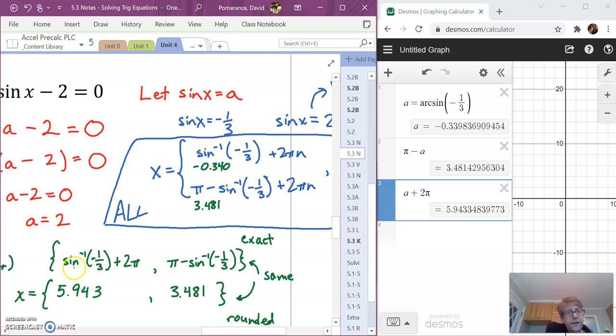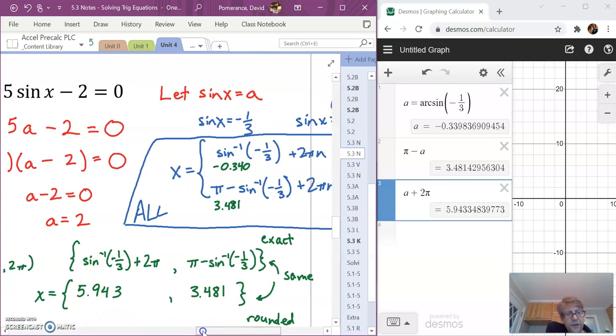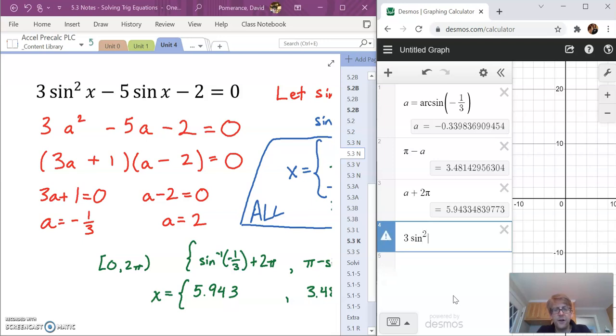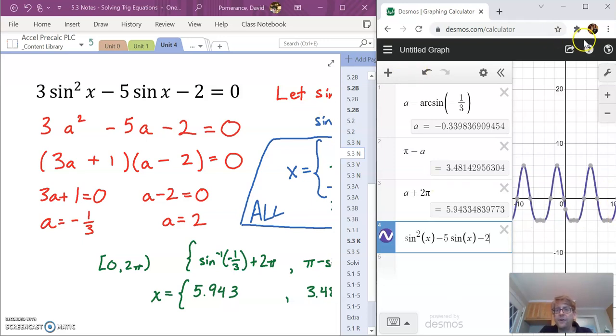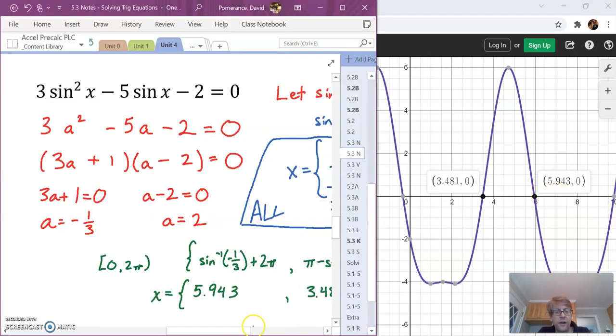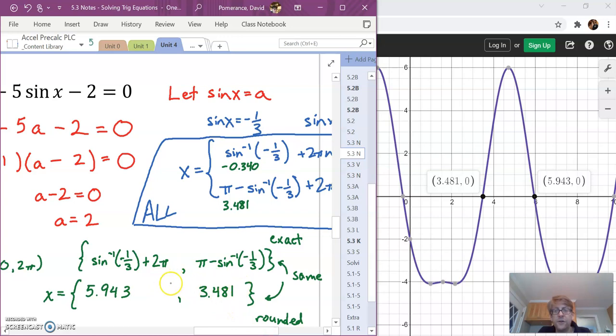And again, we can double check these in a calculator by going back to the original equation. So since I have Desmos open, why not? Let's give it a try. We've got 3 times the sine squared of x minus 5 times sine of x minus 2. This isn't something I would expect you to graph by hand, but it's very easy to graph in a calculator. And if we go from 0 to 2 pi, which is somewhere around here, a little bit past 6, we see that we do have two solutions. They are 3.481 and 5.943. And lo and behold, those are exactly the two answers that we got right here.